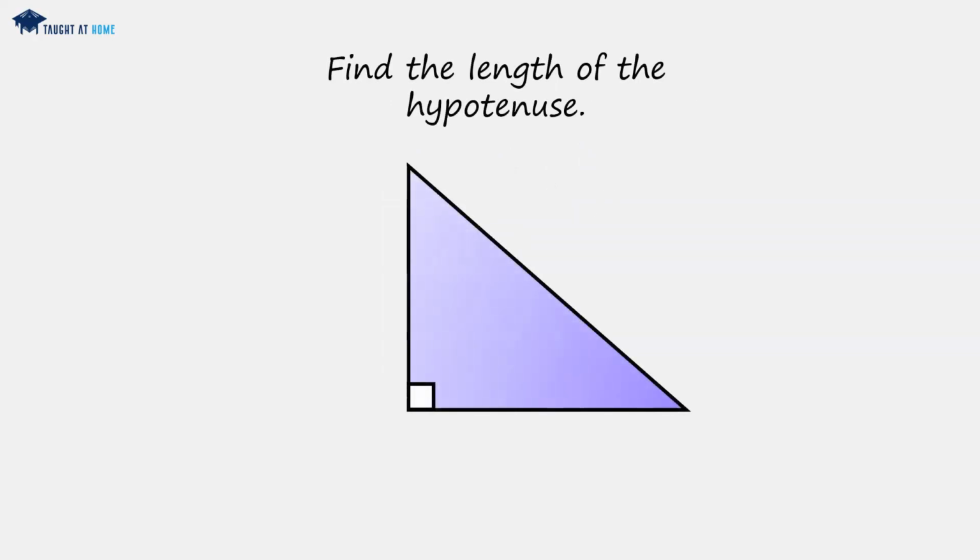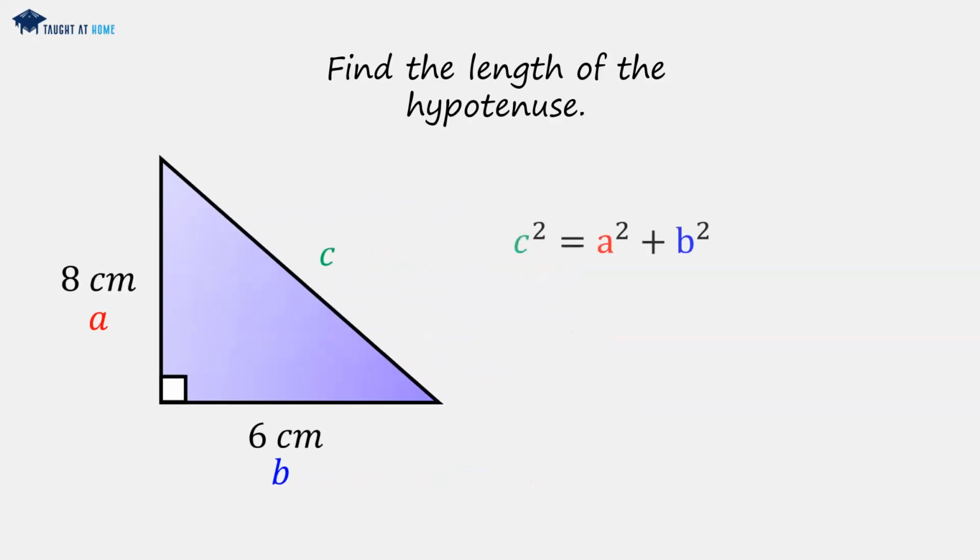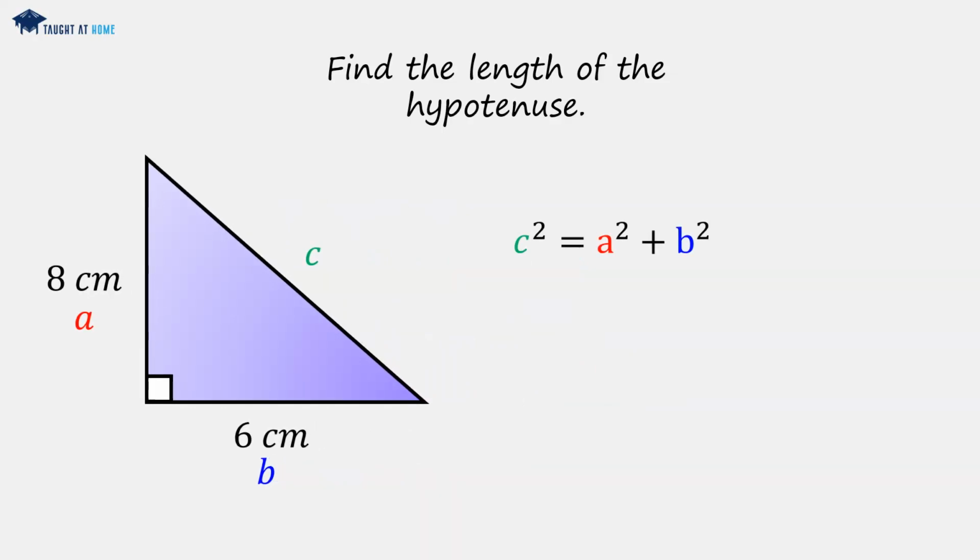Example 1. Find the length of the hypotenuse. We're given 8 centimeters and 6 centimeters as the lengths of the shorter sides. Let's label these A, B and C. And now we can use our formula. C squared is equal to A squared plus B squared.